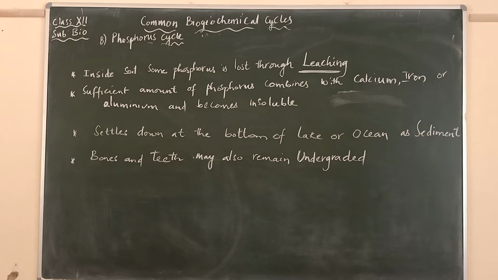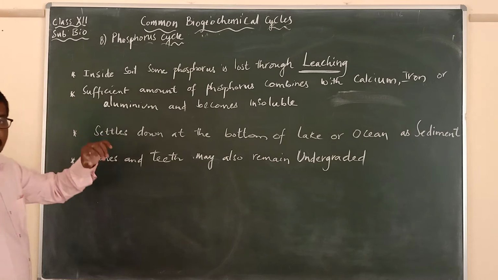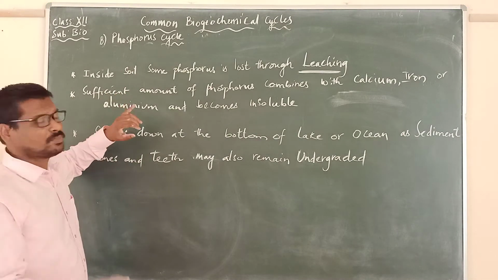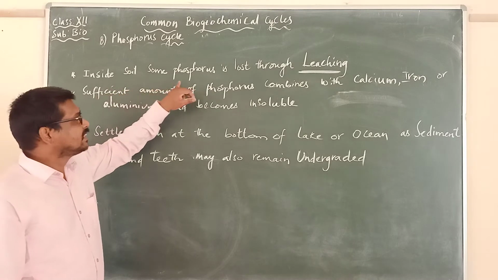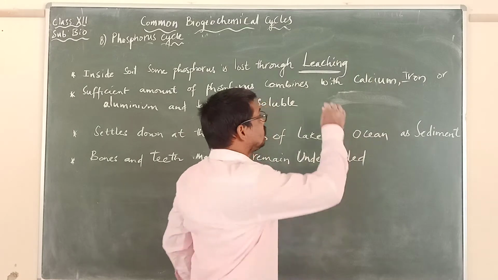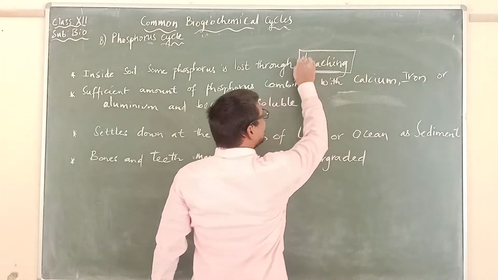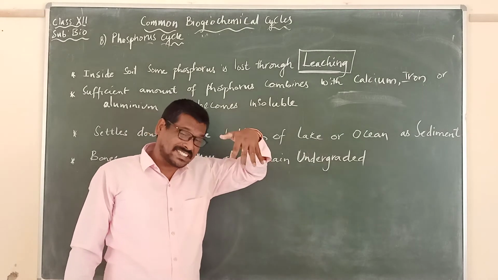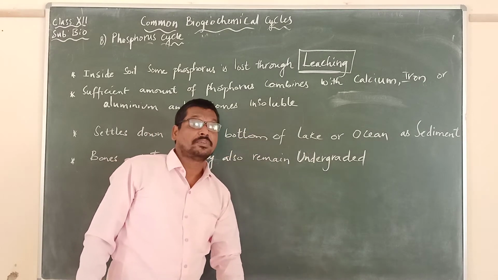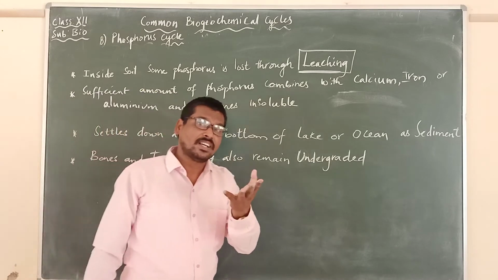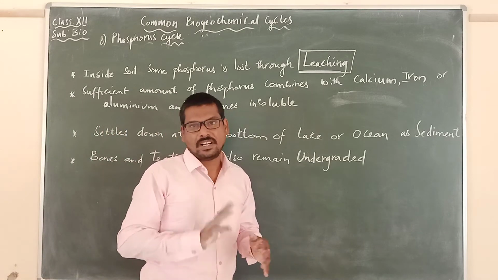Now let us quickly see some other interesting points regarding this phosphorus cycle. As we have seen some of the most important points, here are other simple points. Inside the soil, some phosphorus is lost through leaching. Please remember this. As the rain falls, most of the phosphorus starts seeping down and down into the core of the earth, which is not available for the recycling process.